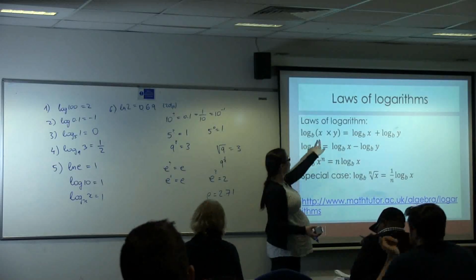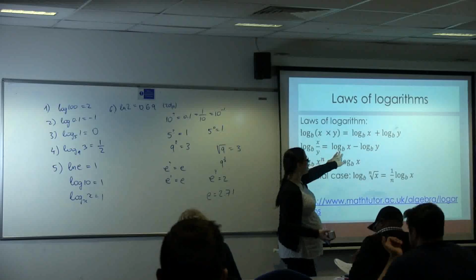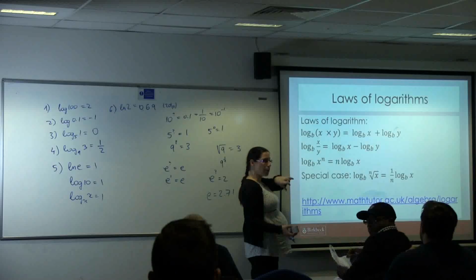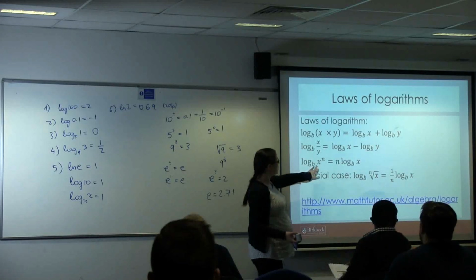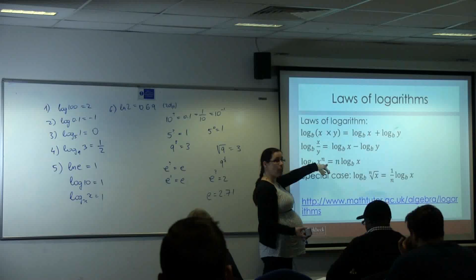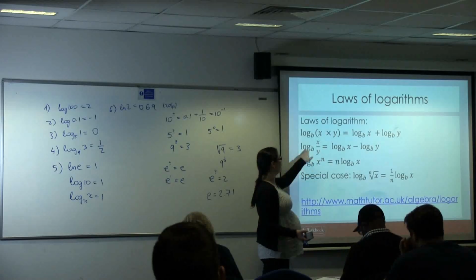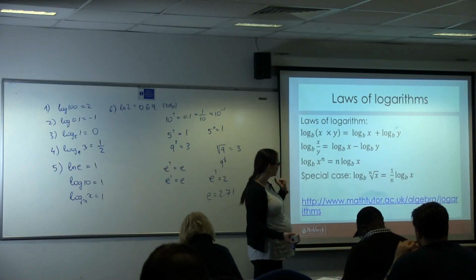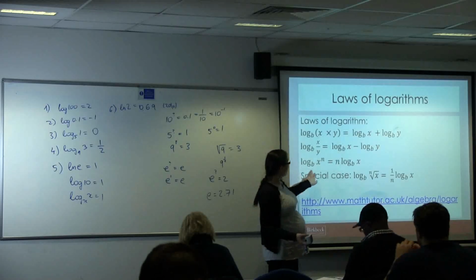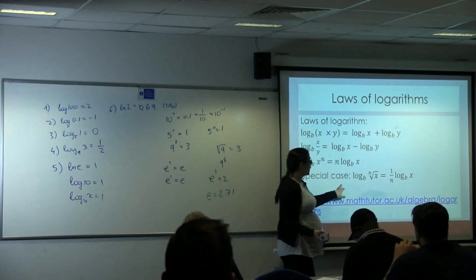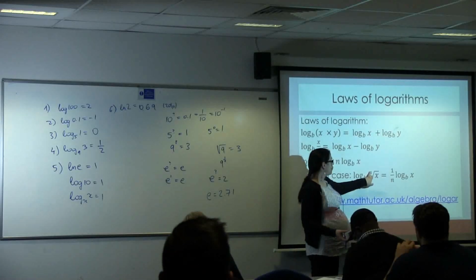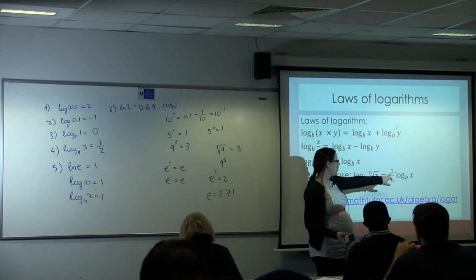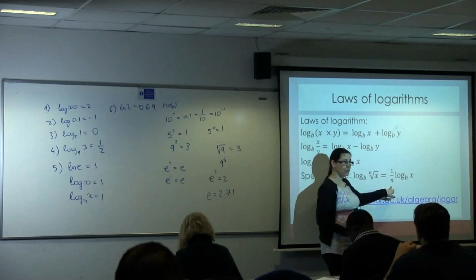If you take the same base log of a fraction, that is just subtracting them. Remember, when we divided the same bases, the powers got subtracted. And this one is when you're raising a power to a power. That's where it comes from. So that's why you can bring the n down in front, because raising a power to a power is multiplying them together. Now, this one is a special case when I've got the nth root, remembering that the nth root is the 1 over nth power, so that 1 over n can be brought out as a multiple.